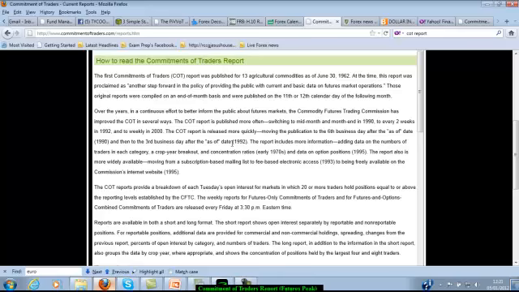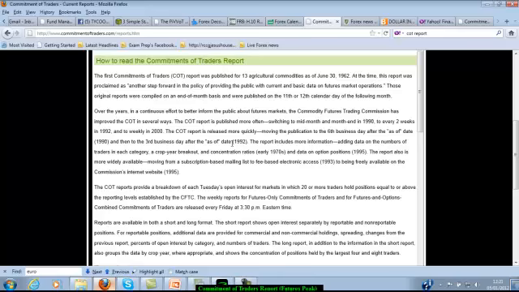The COT report is released more quickly, moving the publication to the 6th business day after the as-of date in 1990, and then the 3rd business day after the as-of date in 1992. The report includes more information, adding data on the numbers of traders in each category, a crop year breakout and concentration ratios in the early 1960s, and data on option positions in 1995. The report is also more widely available, moving from a subscription-based mailing list to fee-based electronic access in 1993, to being freely available on the Commission's internet website since 1995.